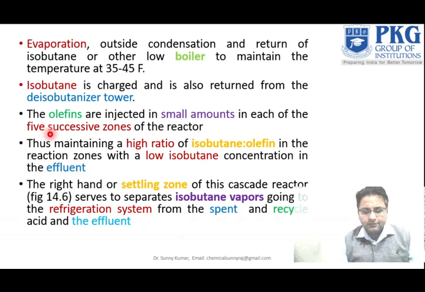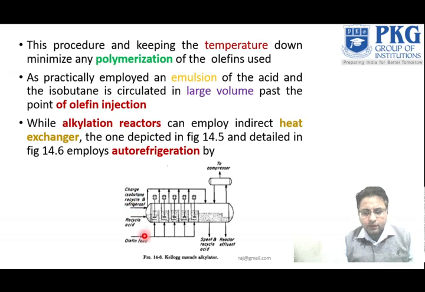So these are the 5 successive zones in the reactor. A small amount of olefins is injected here. You get the spent recycle acid and reactor effluents, and in the upper part is the compressor, and charge isobutane from recycle refrigeration. So here.